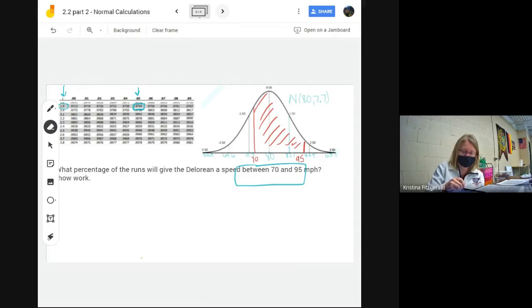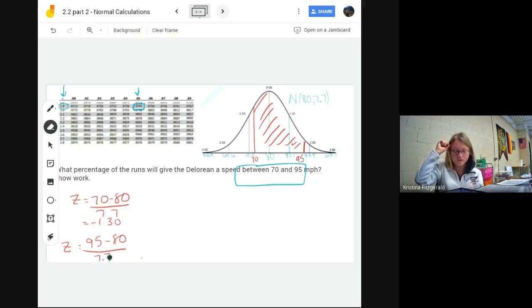So I'm going to have to get z-scores for both of those to standardize it and figure out where I am. The z-score for the 70 will be 70 minus 80 divided by 7.7, which is going to give me a z-score of negative 1.30. And then the next one, 95 minus 80 divided by 7.7, so I got a z-score of 1.95.